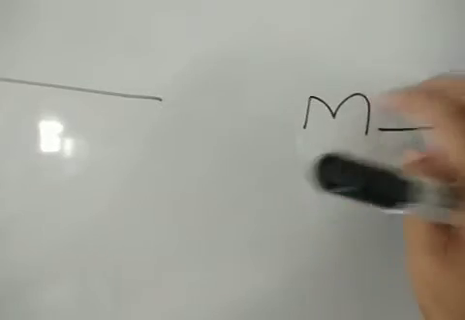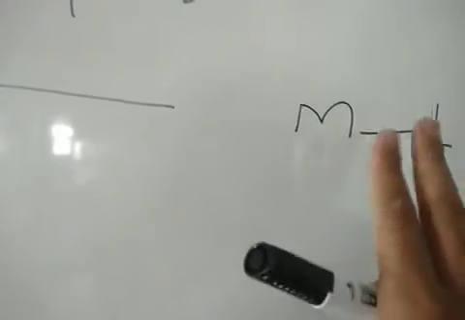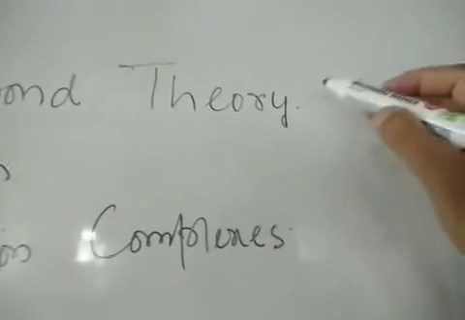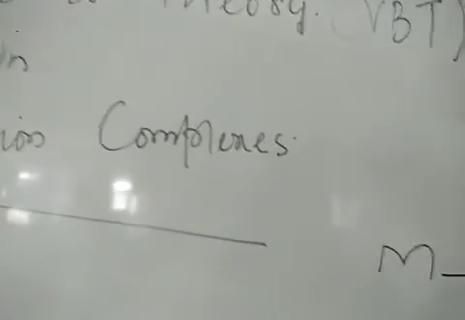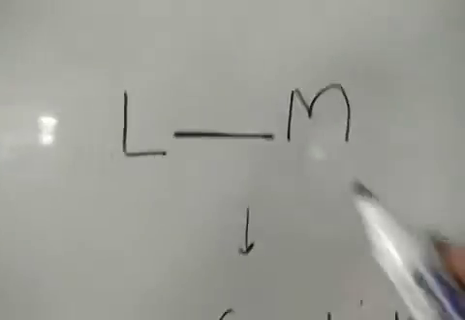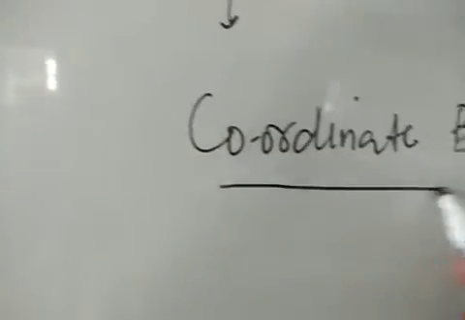Now, to understand the nature of the bonding between the metal and the ligand, which are the two important components in a coordination complex, the valence bond theory was proposed. It's called VBT. Now, let's go straight to the basics. As per valence bond theory, this bond between metal and the ligand is basically a coordinate bond.